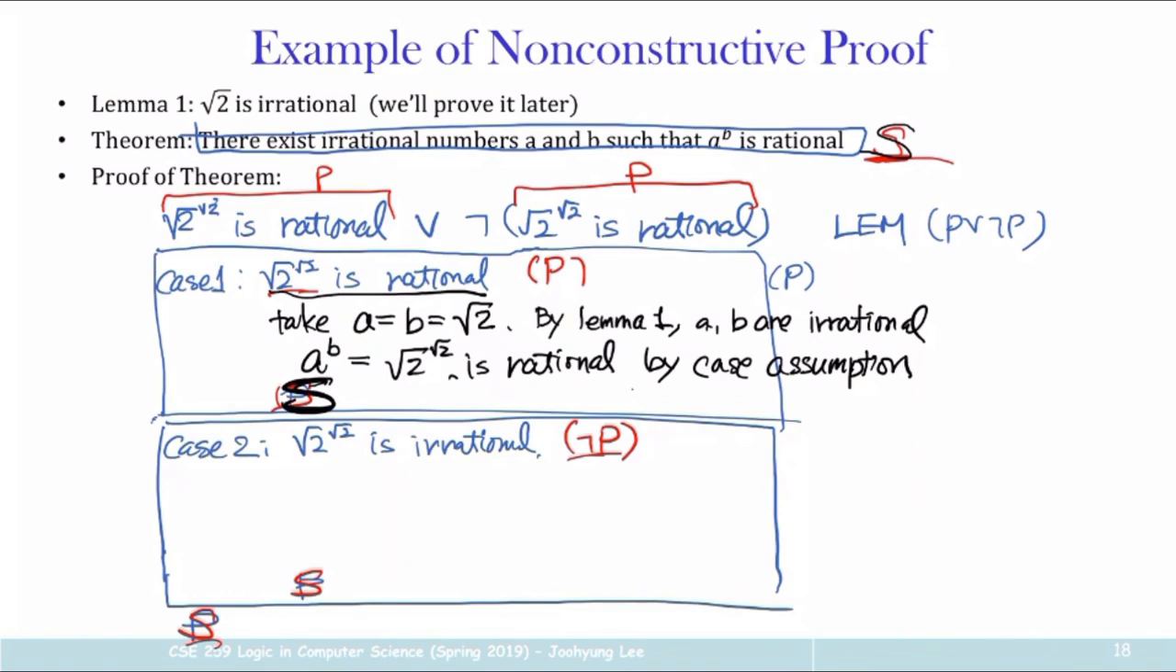Now for the case 2, I'm going to change a and b to be this way. I'm going to use this as a and use this as b. Okay? Can you prove S from this? First, is a irrational?